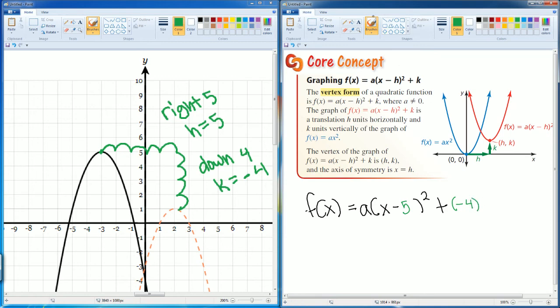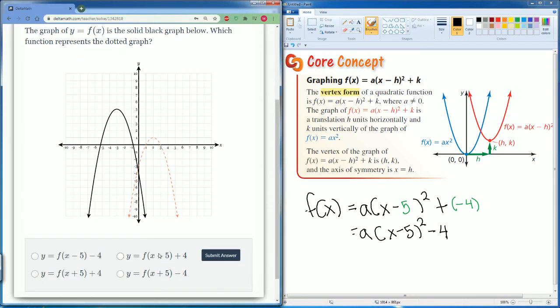Okay, you can simplify this if you would like to make it neater. So this can just be a(x minus 5) squared plus a -4, which is the same thing as minus 4. Let's take a look at the answer choices here. We have x minus 5 plus 4. Nope, we want minus 4. So x minus 5 right here. x minus 5 minus 4. All right, that's how it would look.